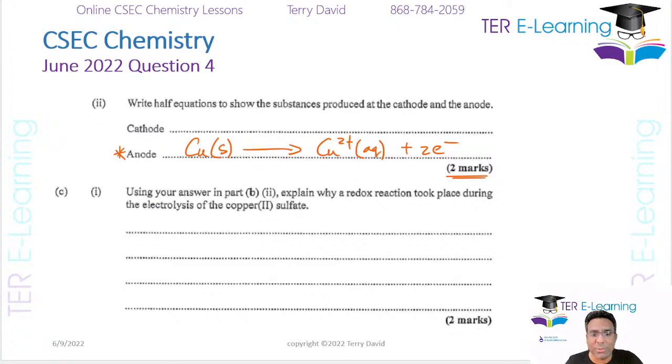And at the cathode now, we have a different reaction taking place there. What's happening there is that the copper ions in solution are going to accept 2 electrons and become copper solid. So this one here is going to be Cu2+ aqueous plus 2 electrons produces Cu solid. So that's my half equations for what's happening in this particular reaction.